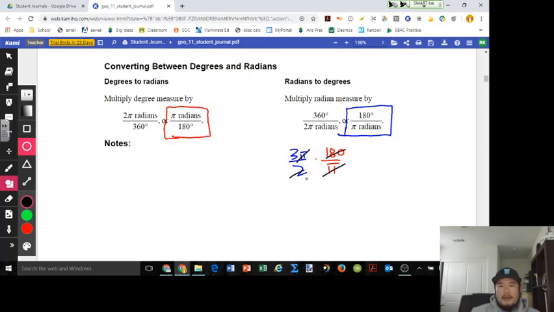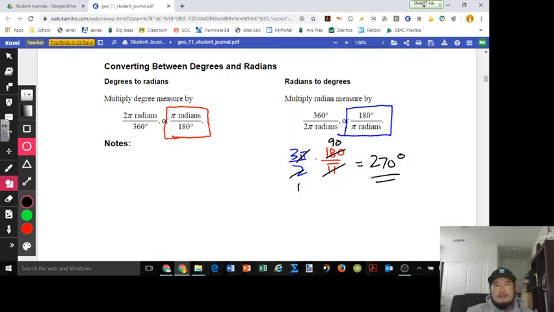This right here, we can simplify, that becomes 90. And so you're left with 3 times 90, which is 270 degrees. All right, so it's a very simple calculation as long as you know whether you're supposed to convert from degrees to radians, or radians to degrees.